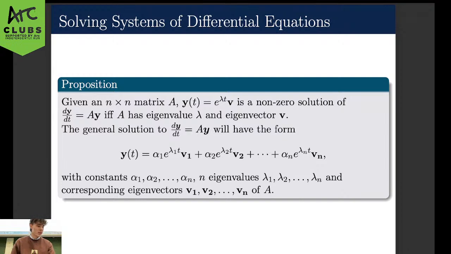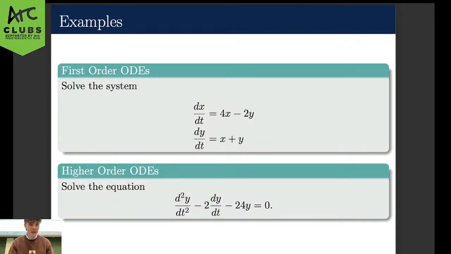And now, if we had n linearly independent eigenvectors, then what we should get is n different linearly independent solutions, and our general solution is going to be just a linear combination of all those solutions. So that's what we have here, and we're introducing constants alpha 1, alpha 2, up to alpha n to write our general solution. So let's go ahead and actually apply that in a question here.